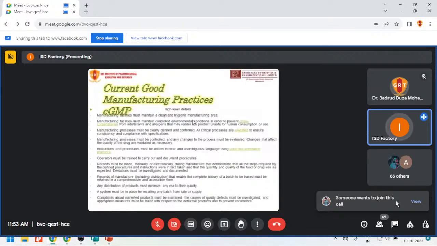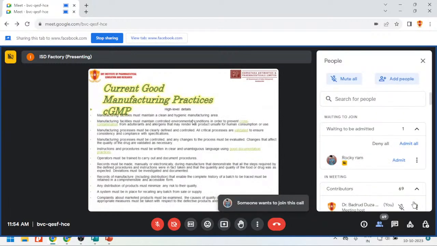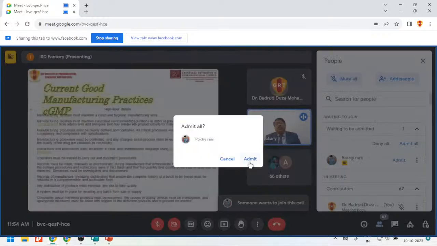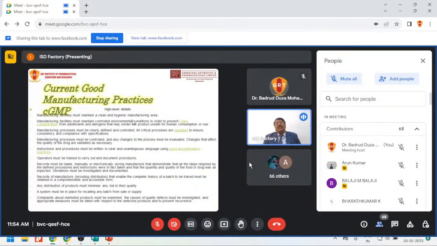all these things will be controlled through the building management system, as well as the temperature and the humidity. So the manufacturing process must be controlled. Any changes to the process must be evaluated. Suppose during your manufacturing, if the temperature is more, how will it be controlled? How will the change affect your process? If the temperature is more, the product will get affected.